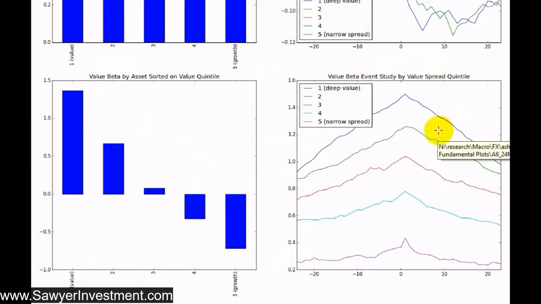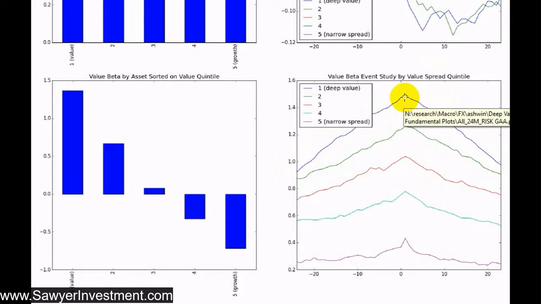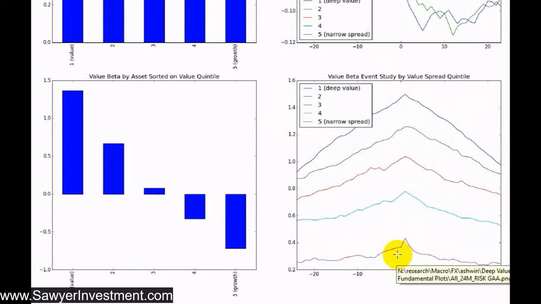And just like we saw with the stock selection category above, we also see the same thing with the asset allocation study, where the deepest value time periods show the most exposure to the global value factor for the asset classes, and the narrowest time periods of the value spread show almost a 0 relationship to the global value factor for those assets. So that's why they don't get as much of a return to value as the deep value ones do.